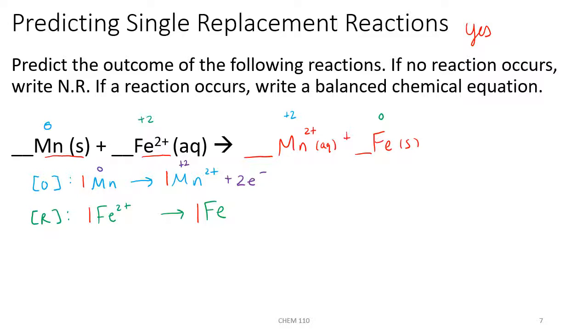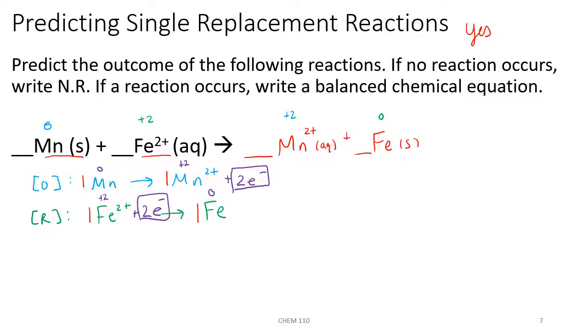For our iron half reaction, our iron 2+ on the left has a +2 charge, and our iron on the right has a 0 charge. We need to make our charges the same, so we're going to add 2 electrons to the left-hand side to bring our +2 charge down to 0. We should always be adding electrons to opposite sides of our half reactions. They should never be added to the same side, since oxidation always occurs with reduction.